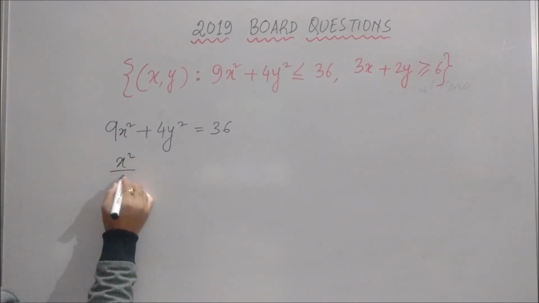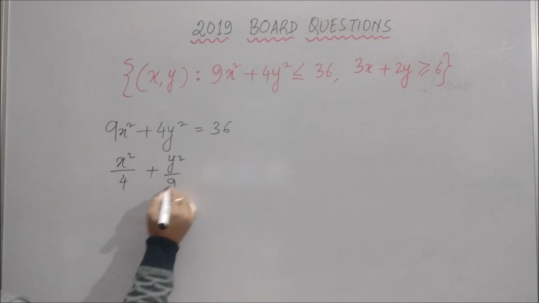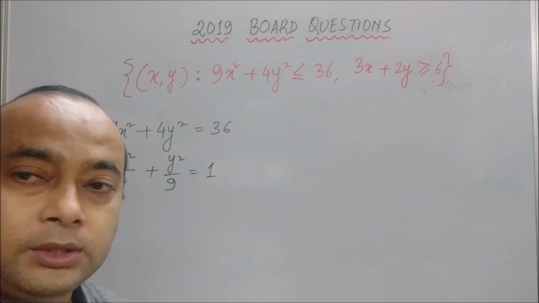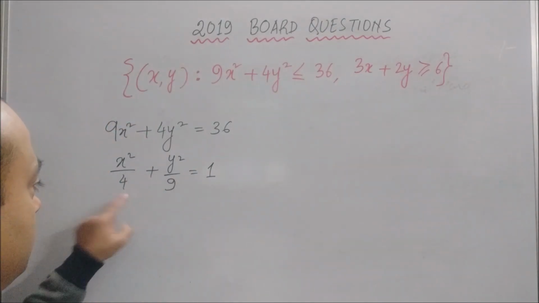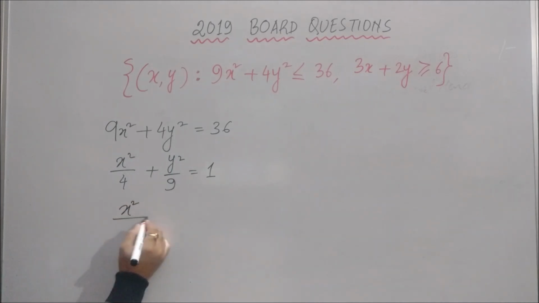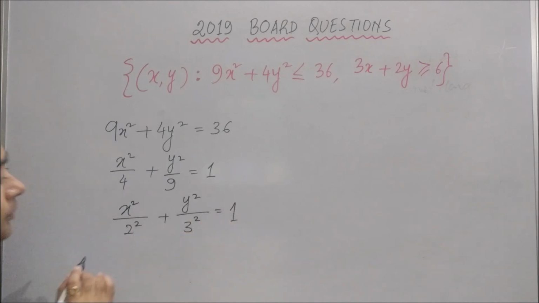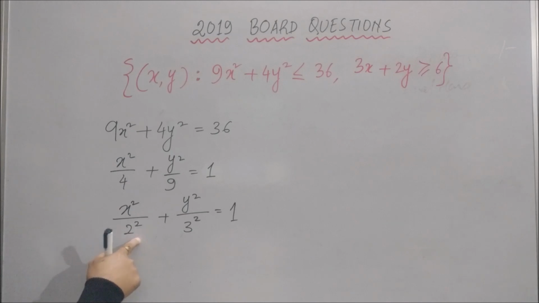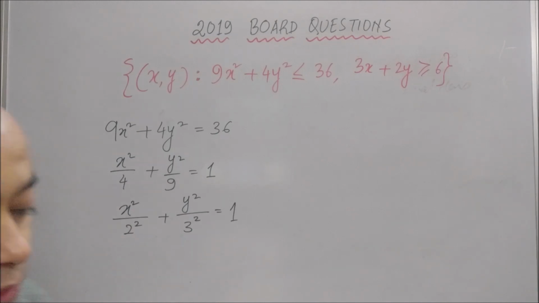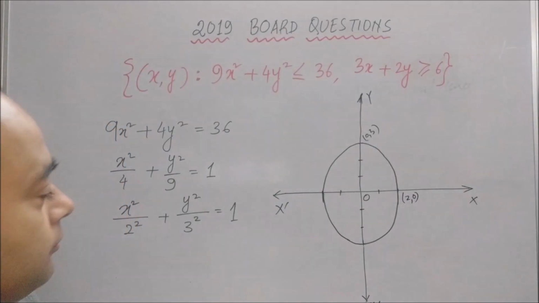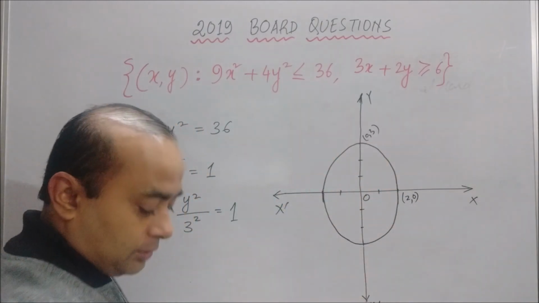So in this case, we'll write it as x square by 4 plus y square by 9 is equal to 1. So it becomes an ellipse, right? Ellipse with major axis along y, because x square by 2 square plus y square by 3 square equal to 1. On the x axis we have 2 as an intercept, on the y axis we have 3 as an intercept. So let us draw the diagram of the ellipse. The diagram will be somewhat of this kind, where this point is (2, 0) and this point is (0, 3).